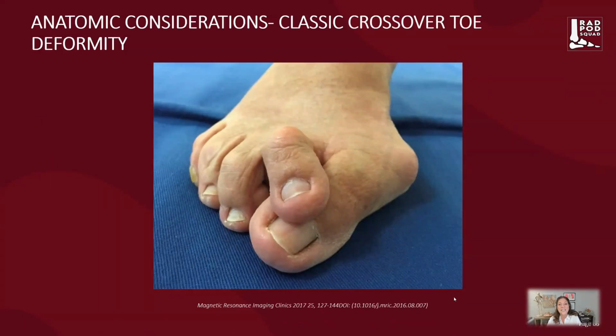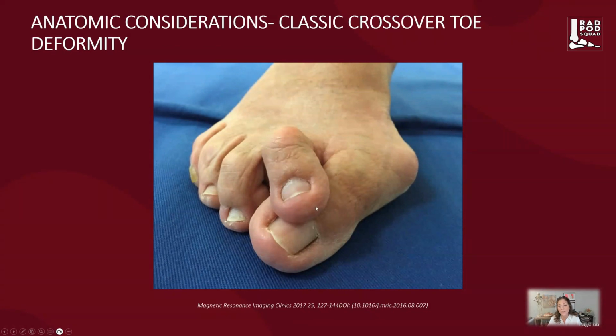Anatomic considerations in the classic crossover toe deformity. This is the situation where you have a plantar plate tear that has occurred usually on the lateral border, in this case at the second metatarsophalangeal joint, and that has created a situation that has allowed a metatarsal rotational malalignment. That second toe is now flexed at the PIP joint and able to cross over to the great toe.